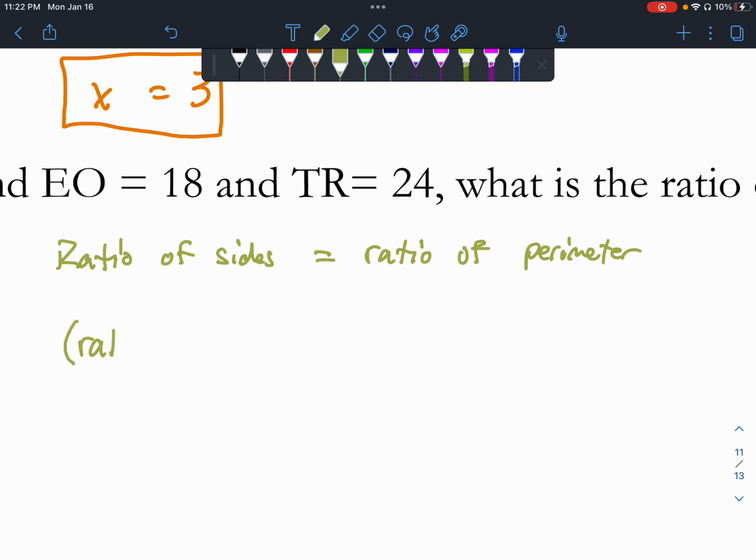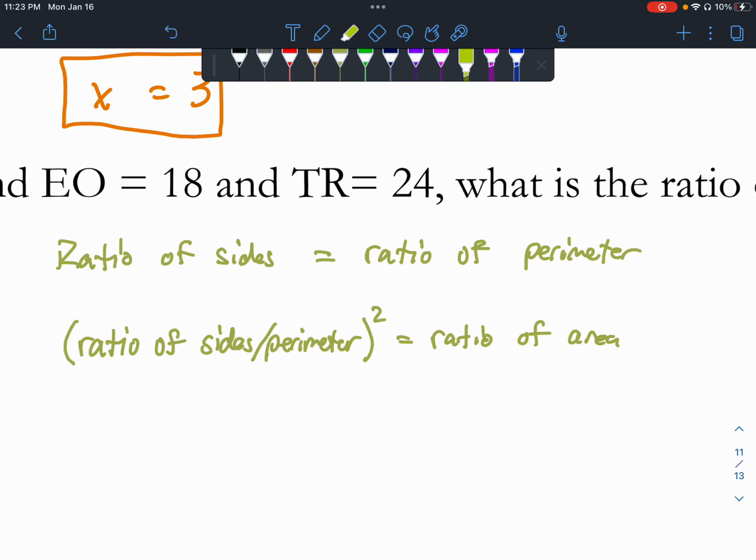But there's another ratio that we have to mention, and that is this. When you have the ratio of your sides, or you can think of it also as the perimeter, it doesn't matter which one you use here, if you take those and square them, you will actually end up with the ratio of the areas of those two. This is a huge one for you guys to remember. I can't emphasize enough, this is one of the main topics that we learned so far in this unit: the relationship between the ratio of the sides and the perimeter to the ratio of the area.